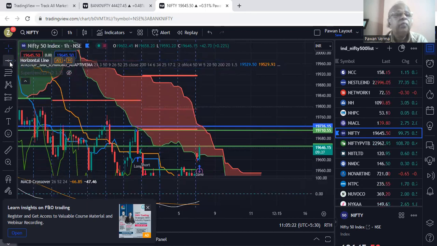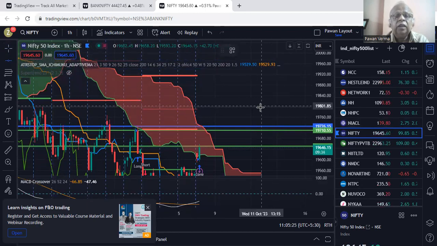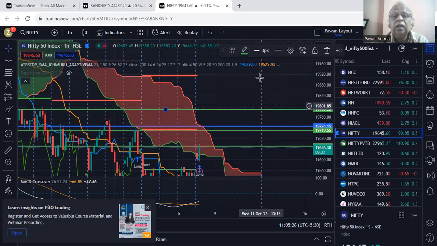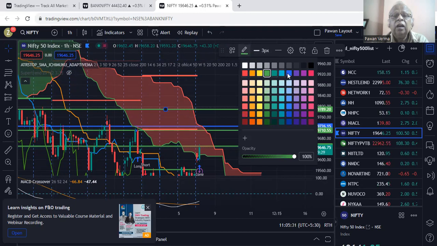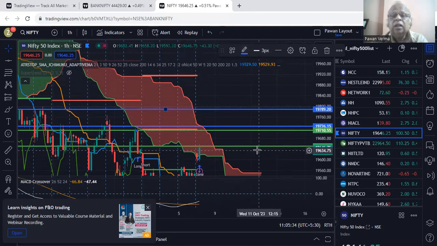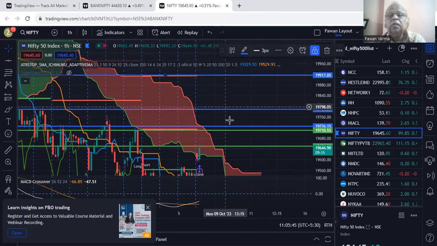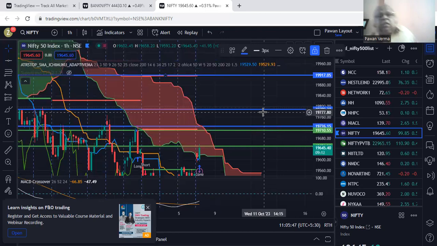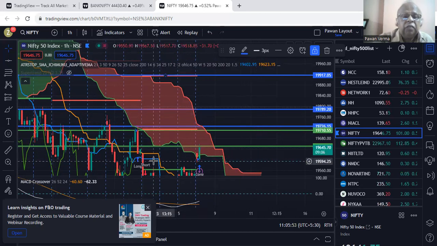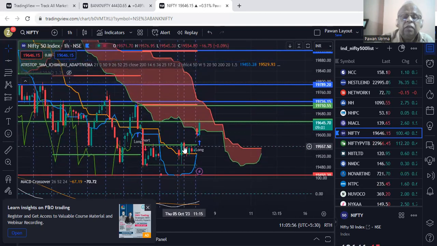So friends, this is the weekly target, 19,789, and the last target is 19,917. So the target is fixed for the Nifty right now, my dear friends, and now we will discuss the stop loss. What should be the stop loss?